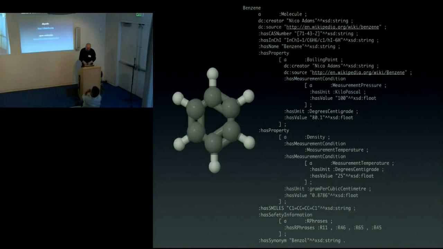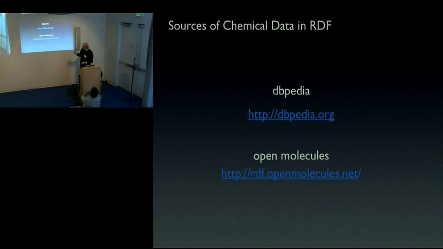Now, there's a lot of chemical data now in RDF coming on stream in the form of DBpedia. For example, there's rdf.openmolecules.net, and there's also Freebase, which contains a significant amount of chemical data right now. So, you know, MetaWeb is just up in San Francisco.